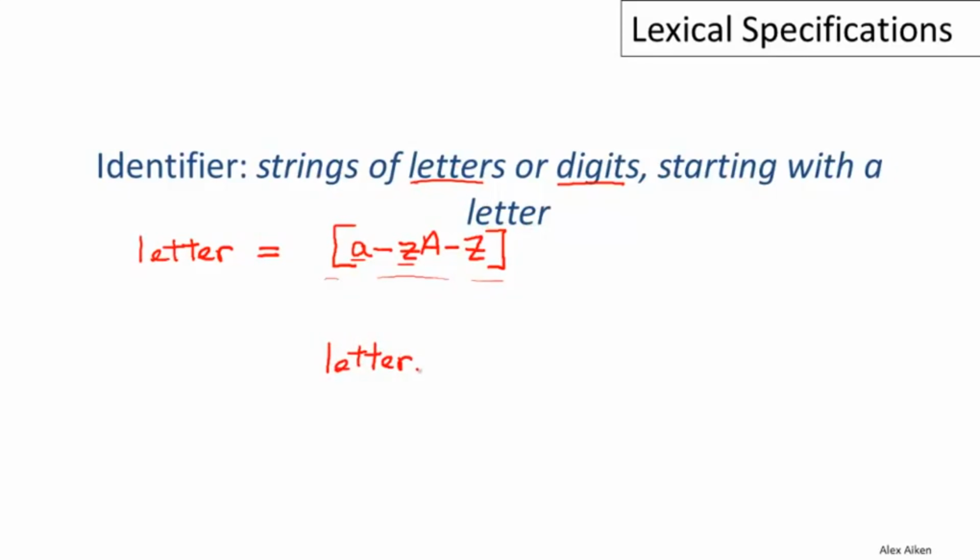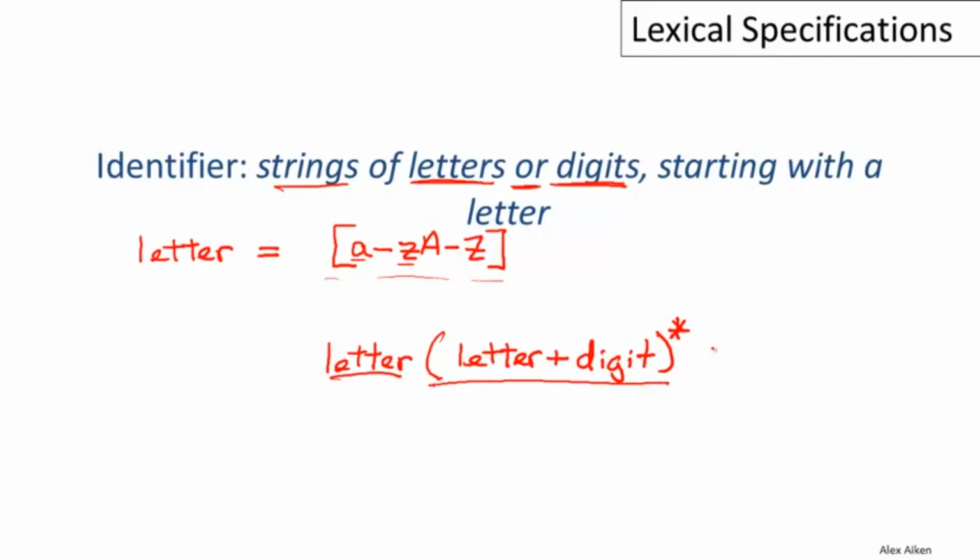Okay, so an identifier always begins with a letter, and after that, it's allowed to be a string of letters or digits. The "or" suggests that there's going to be a union. So after the first letter, we can have either a letter or a digit, and then we can have an arbitrary string of those things. So we put a star on the whole thing, and that is the definition of an identifier. It begins with a single letter, and it's followed by 0 or more letters and digits.